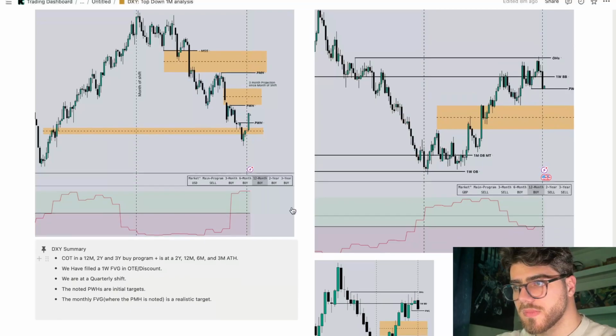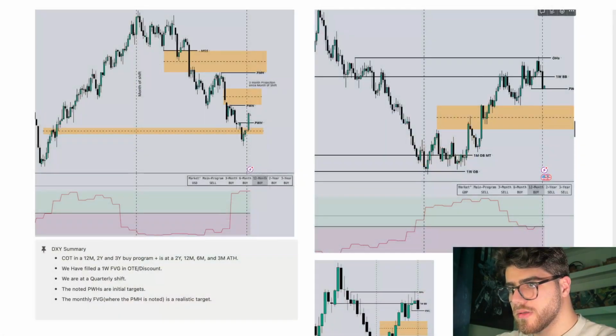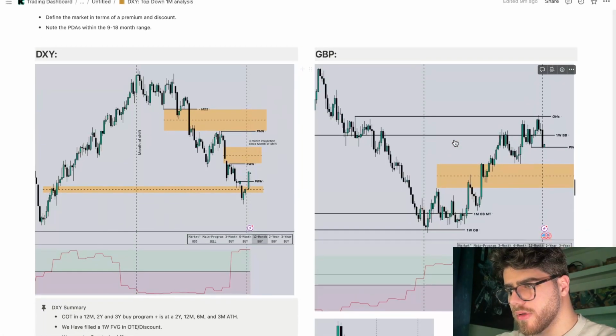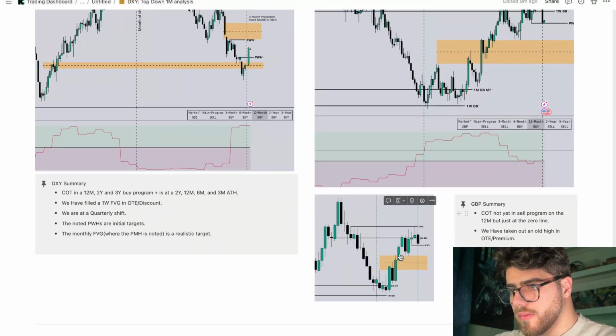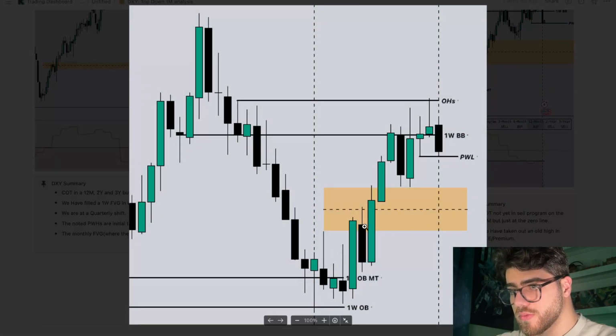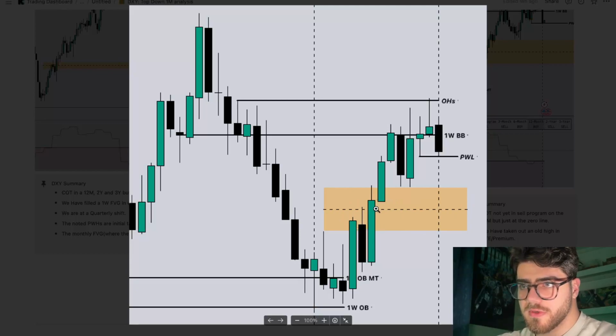And let's look at this, is this euro, no, pound. Let's look at the pound. Very nice OTE into equal highs, and I think the next target would be this monthly fair value gap. It's very obvious, and we're coming off a weekly breaker block, so that's pretty significant. Very clean one as well.